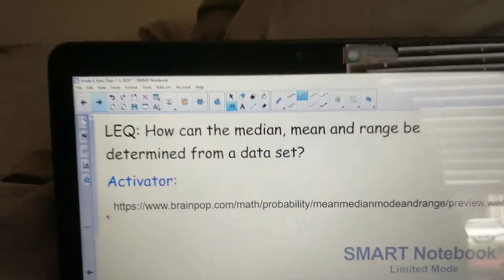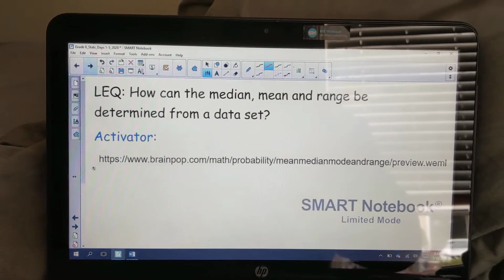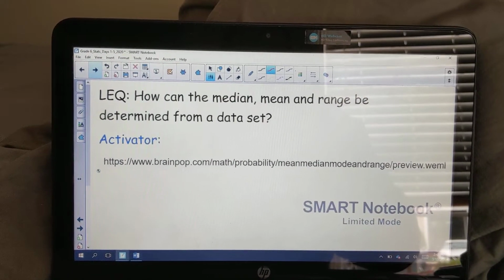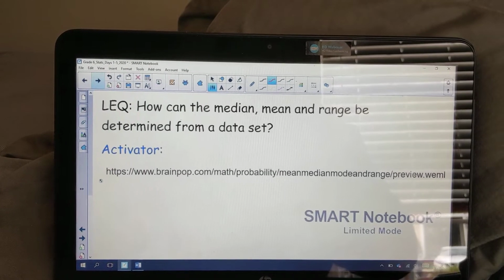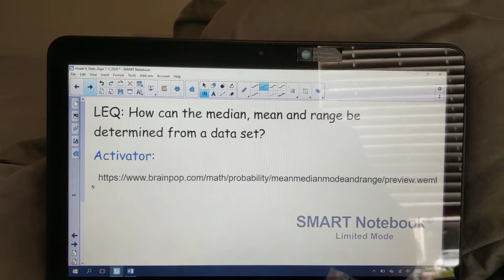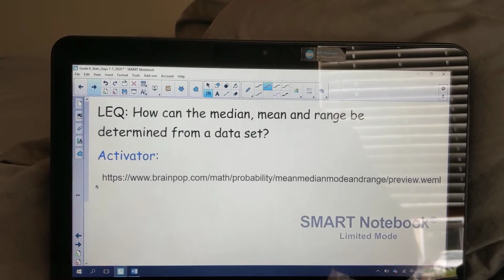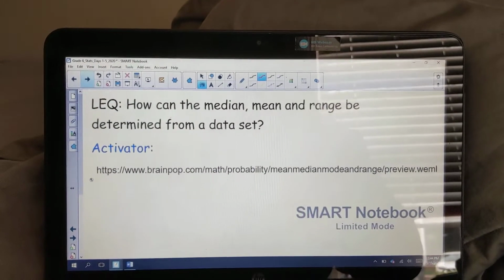Okay, the question that we're going to be looking at this week is how can the median, mean, and range be determined from a data set? So on the PDF and in front of you is a link to a BrainPop video. You can go to brainpop.com and just Google mean, median, mode, and range or probability, and it'll come up. The username is BaltCops. The password is BrainPop. Go ahead and watch the video on BrainPop and then continue when you're finished.